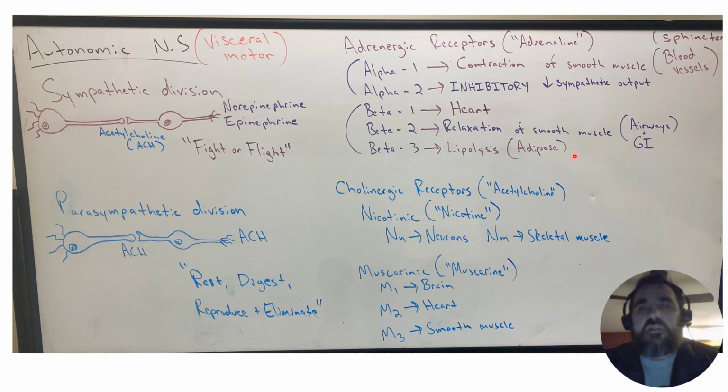We don't talk about this a lot because they're not really clinically that relevant, but there are drugs that can be beta 3 agonists and increase lipolysis, like clenbuterol, which isn't used in the United States.